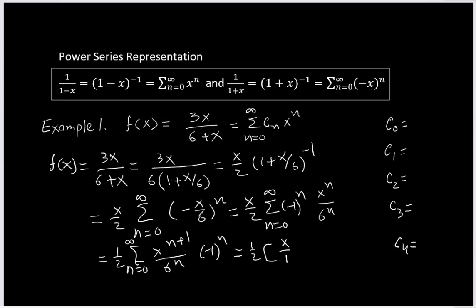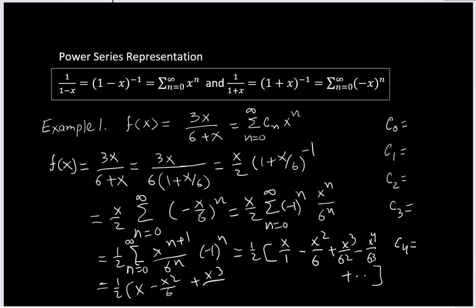Then I will write n equals 1 now, so negative 1 to the 1 is producing a negative sign. Then you will have x to the 2 over 6. Then the next one will be plus sign. Now I'm putting n equals 2, so I'm getting x to the 3 over 6 squared. Then again, when you write n equals 3, so negative 1 to the 3 will produce a negative sign, and you get x to the 4 over 6 to the 3, and so on. All right. Now let's do some more simplification. 1/2, we get x minus x squared over 6 plus x to the 3 over 36.